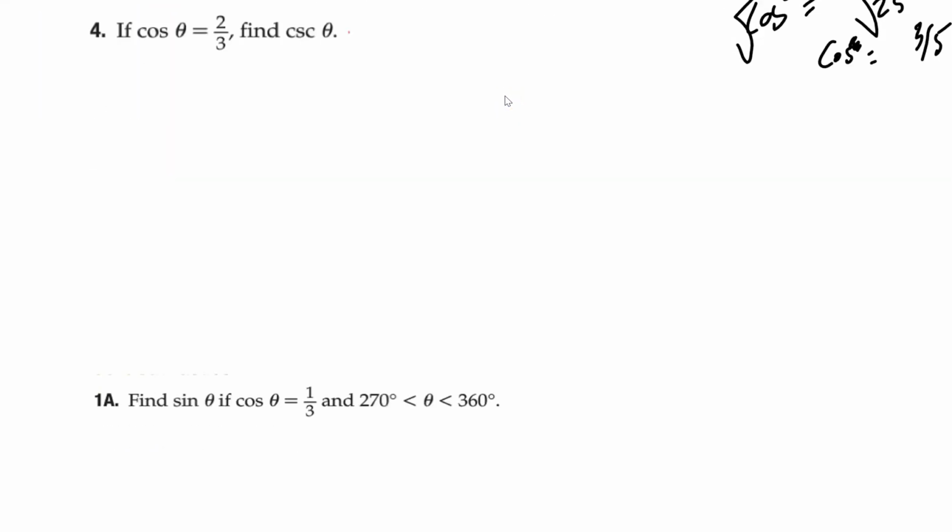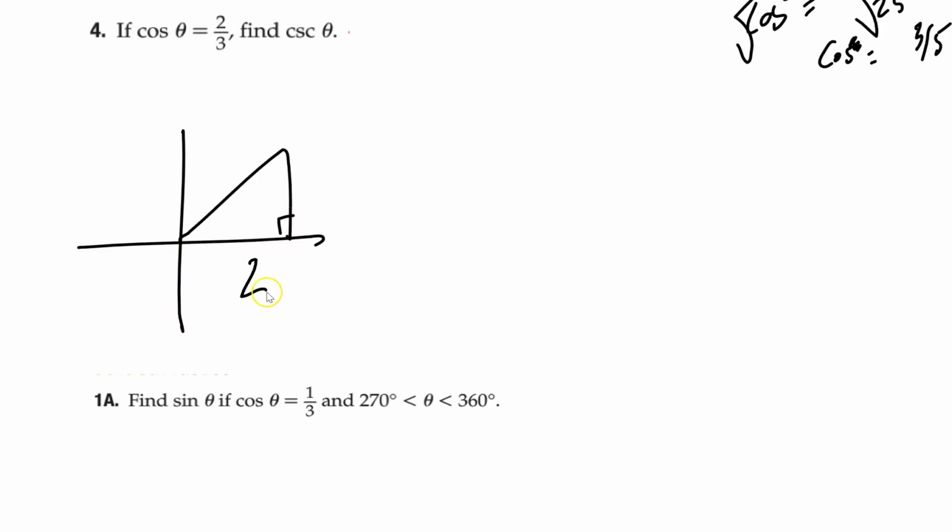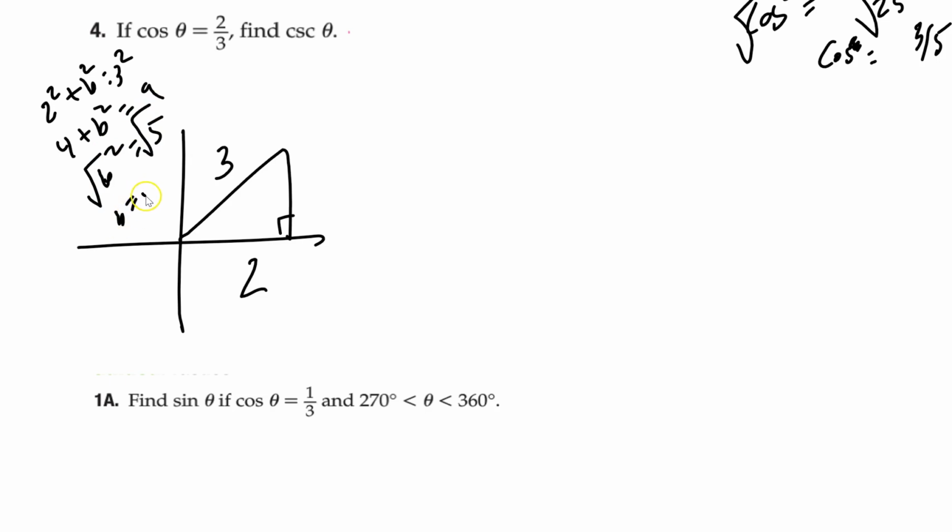Same thing here, right? Cosine's 2/3. So just draw a little triangle. Cosine is adjacent over hypotenuse. Find the missing side, a squared plus b squared equals c squared. I guess you gotta work on this one. 2 squared plus b squared equals 3 squared. 4 plus b squared equals 9. B squared equals 5. B equals radical 5.